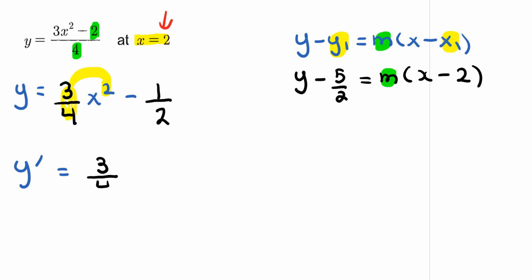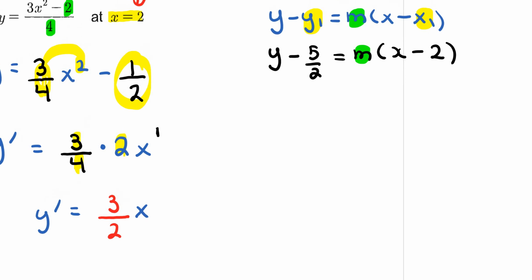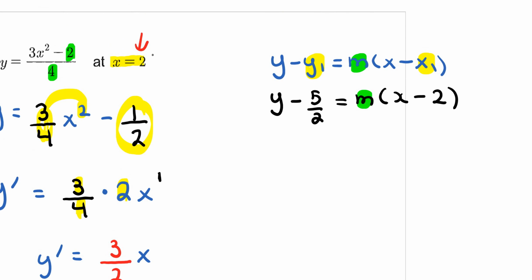So this will be 3 over 4 times 2, and then I have x to the power of just 1, and then the derivative of 1/2 is going to be 0, right? So if I multiply 2 and 3 and divide that by 4, we get 6 over 4, which is 3 over 2, so that'll be 3 over 2 x. Okay, now remember, we want to find the derivative value when x equals 2, right? When x equals 2.